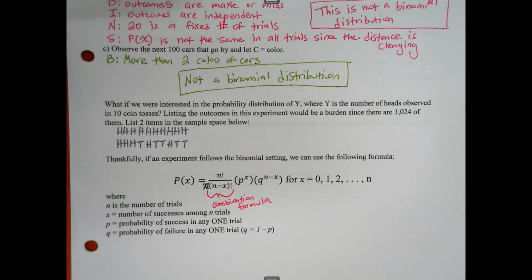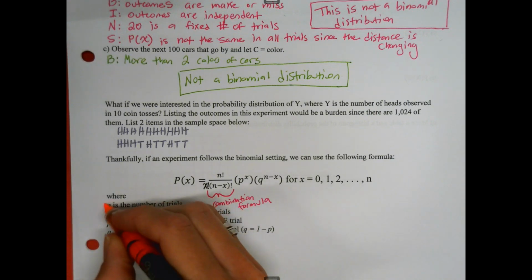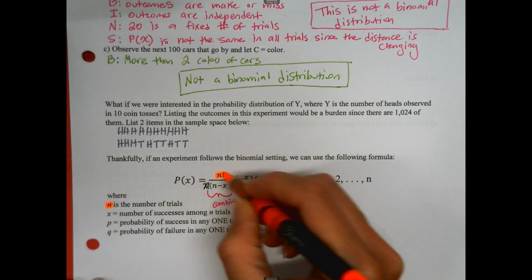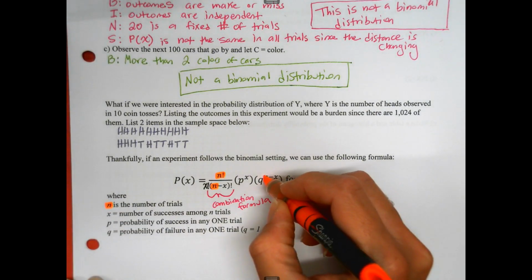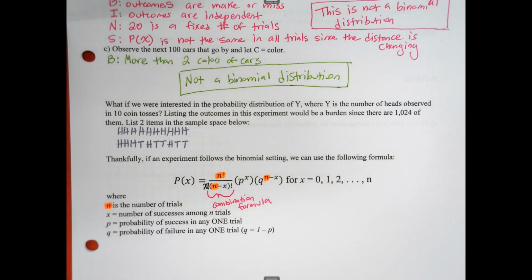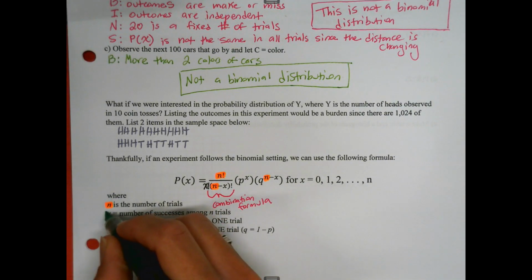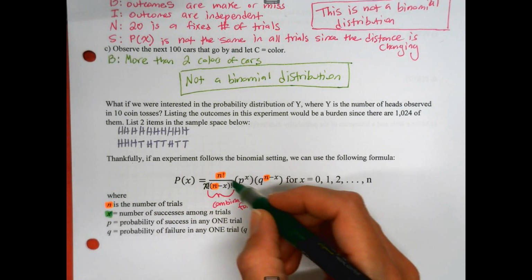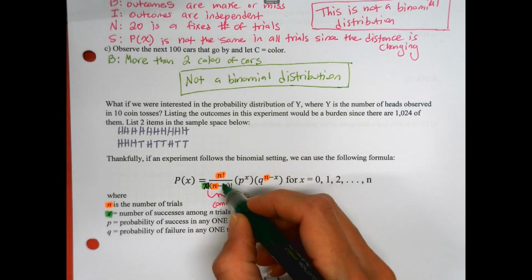Now, what do each of these variables mean? The first one is n. N is the number of trials. And our n goes in various places within our equation. The next is the x. X is the total number of successes. So how many times we are successful.